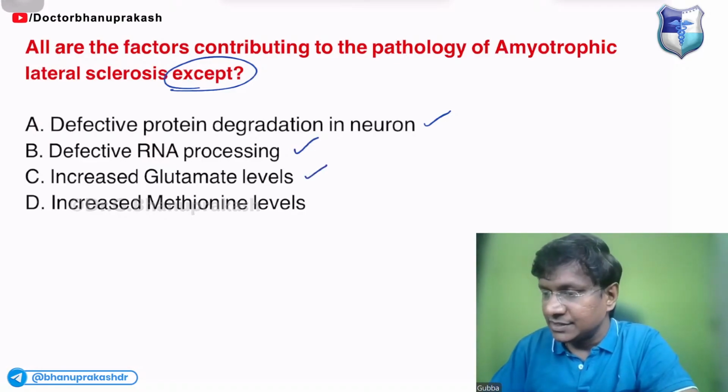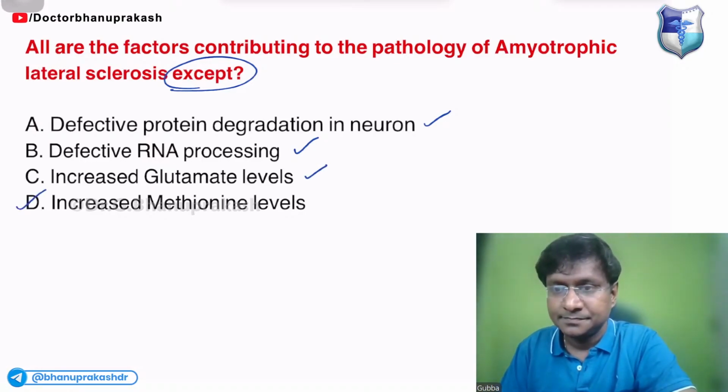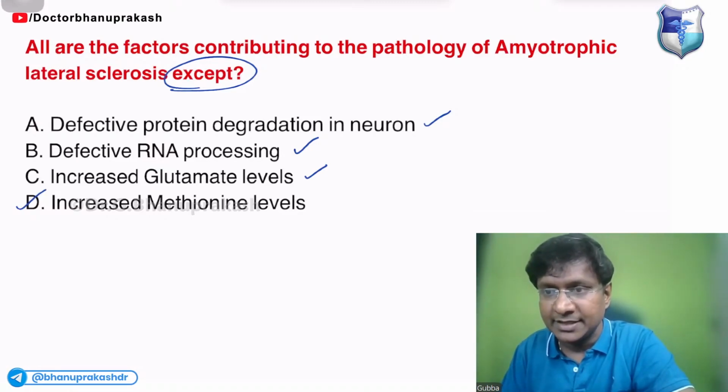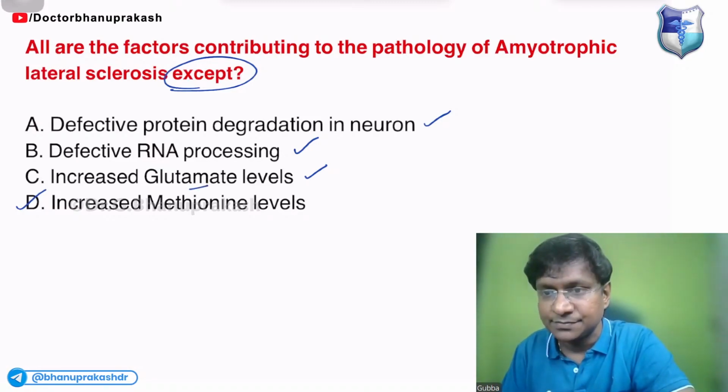There will be increased glutamate level. But what will happen is they will not have increased methionine level. Okay, that is the incorrect statement related to the amyotrophic lateral sclerosis. But the glutamate level will be excessive.